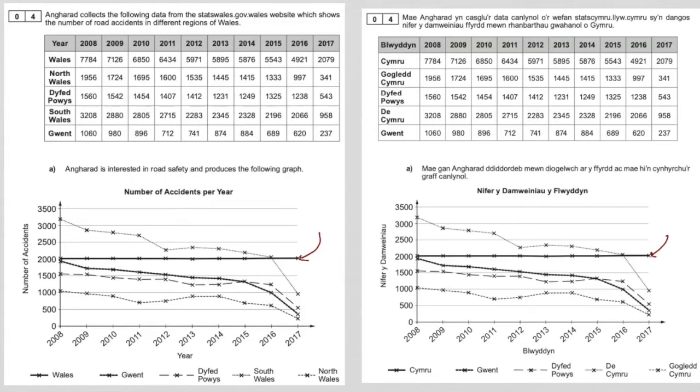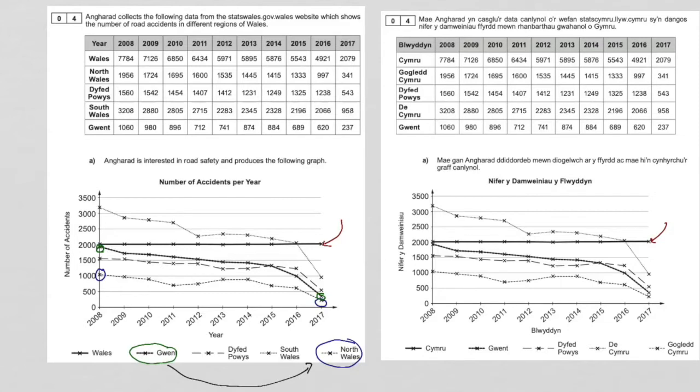So if we look at the results for Gwent, then we can see that it starts with 1060, which is here, and it ends with 237, which is here, and we can see that the dotted line that represents that actually says North Wales, and it should say Gwent. If we look at the results for North Wales, we've got 1956 initially, which is here, and it ends with 341, which is above the other one, and that's the solid line that says Gwent. So these two should be the other way round.